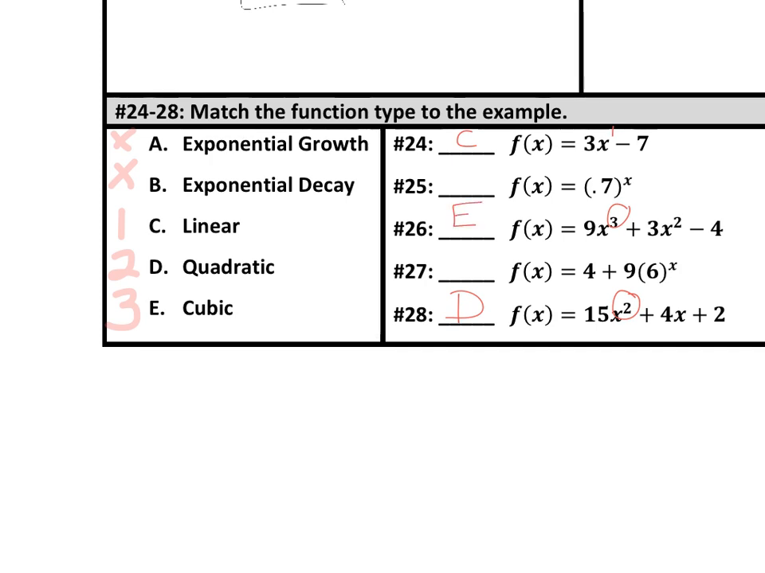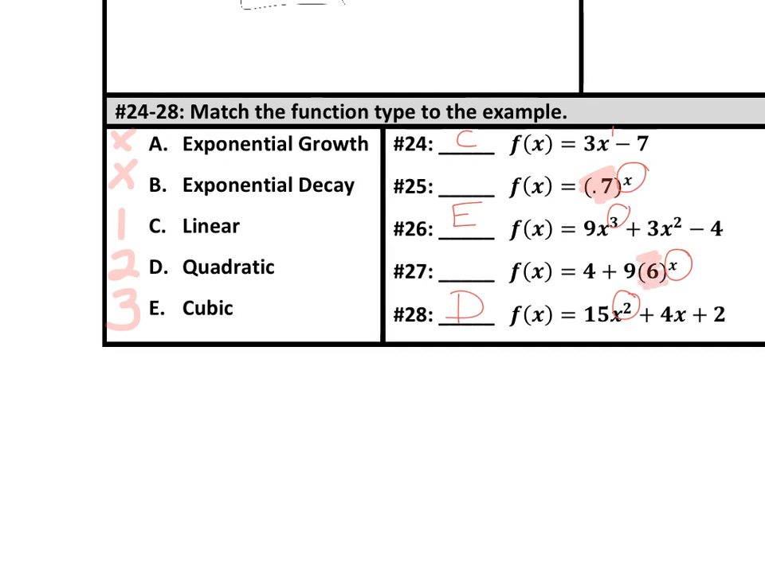And then we just have to figure out the difference for A and B for exponential growth and decay. And double check at this point, the exponents are the x's. Okay, so let's look on number 25 a little bit closer. 25, the base for that exponent of x is a 0.7. And on 27, the base for the x is a 6.